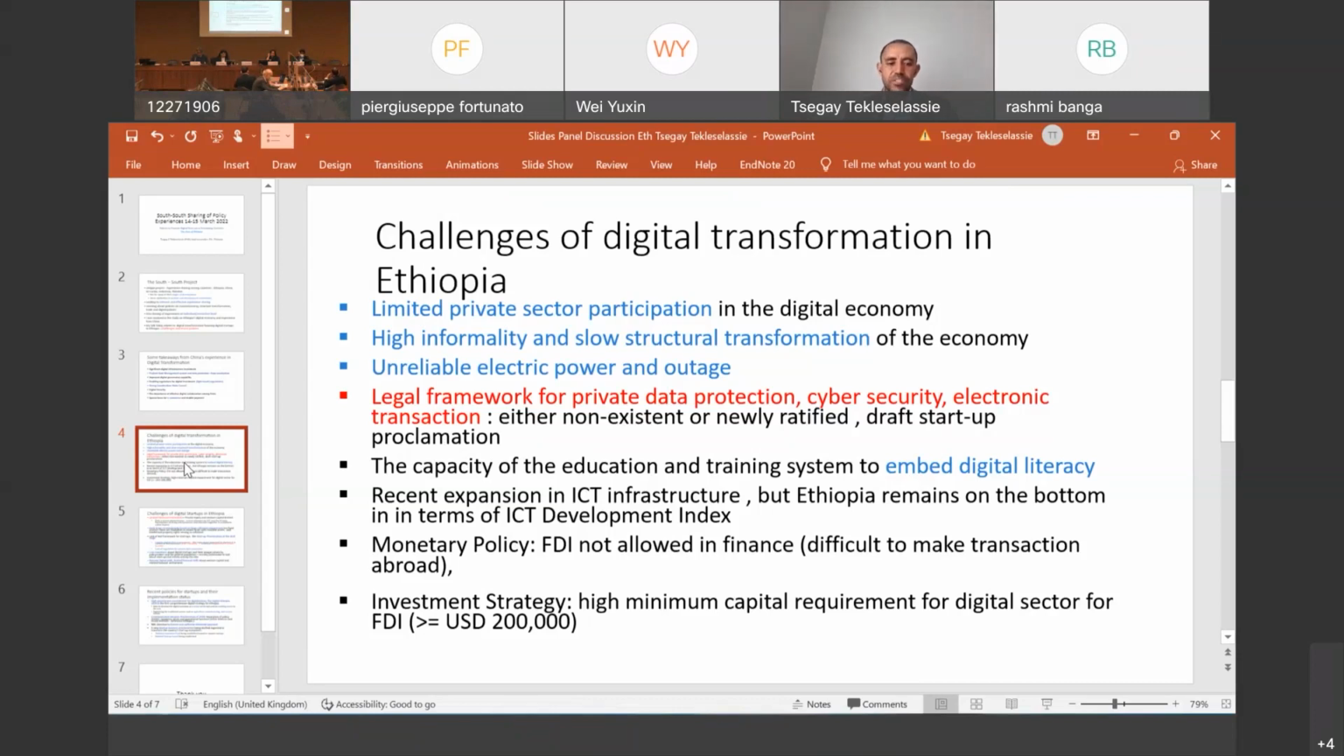Our investment strategy is also a bit restrictive because it has a very high floor for capital requirement for the digital sector, which is above 200,000 USD. But as you know, most startups really require around 50,000 USD. So these are the challenges at a broad level in digital transformation in Ethiopia.